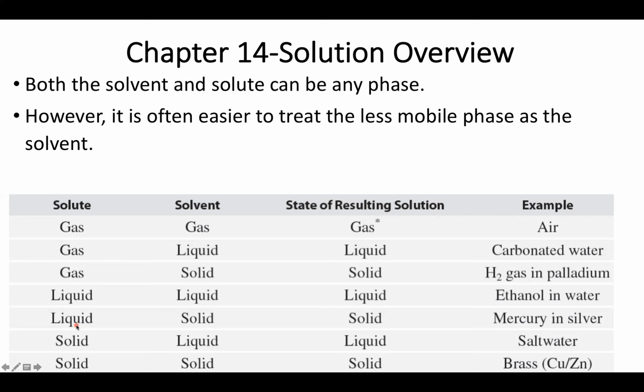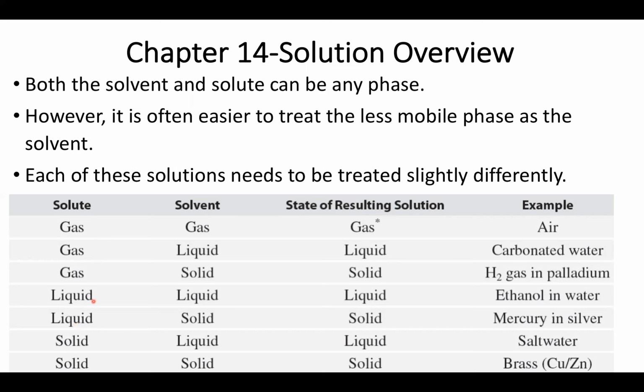Now, one of the important things is you'll notice that we've got 7 different types of fairly common solutions here. So one of the problems that we're going to note is that each of these solutions needs to be treated slightly differently. We've already talked about some properties of gas mixtures, and you're going to notice that those are going to be very different than when our predominant phase is going to be liquids. So this is something you should keep an eye out for as we move through this chapter.